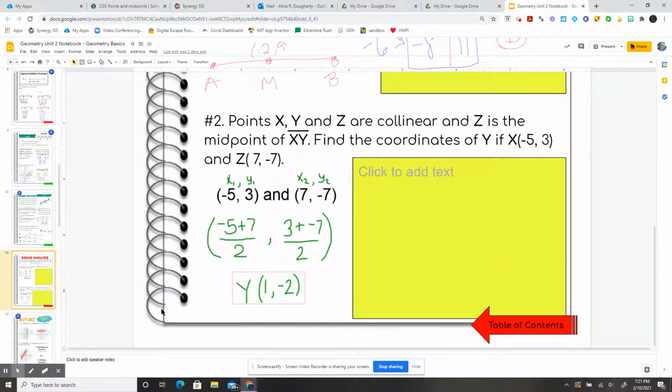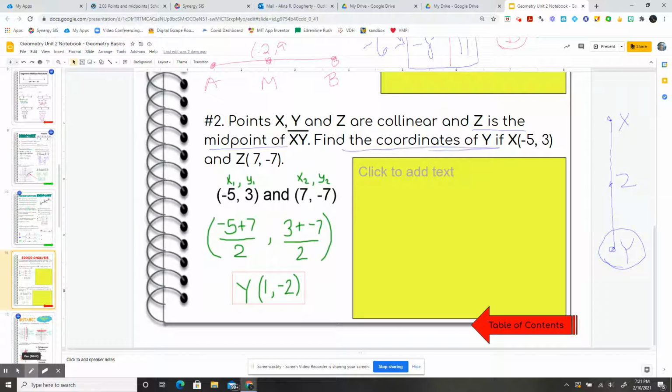In question number 2, the points X, Y, and Z are collinear. So again, I don't have a picture. I'm going to sketch one, and I'm going to sketch it over here. So I've got X, Y, and Z. Z is the midpoint of XY. Oh, so now that I read a little further, I've got to change this. Z is the midpoint of XY. So if Z is the midpoint and X, Y are my endpoints, find the coordinates of Y.